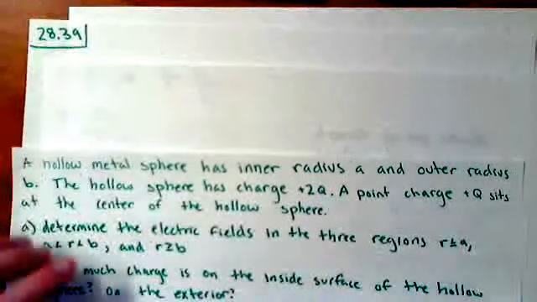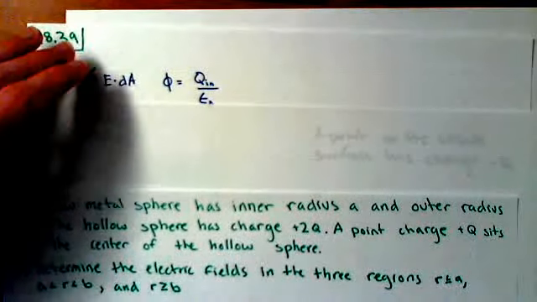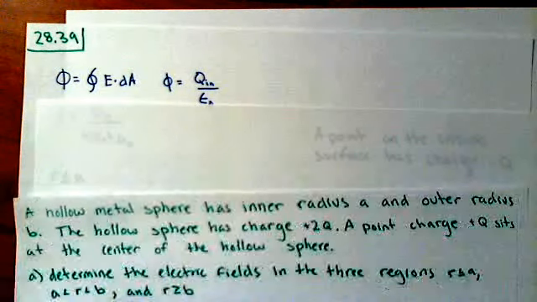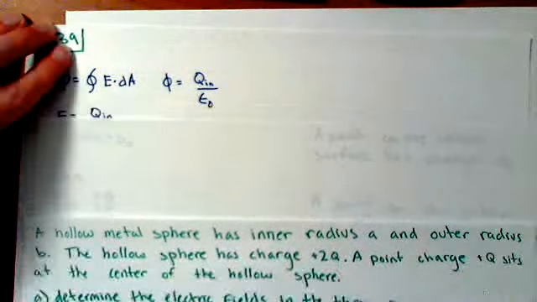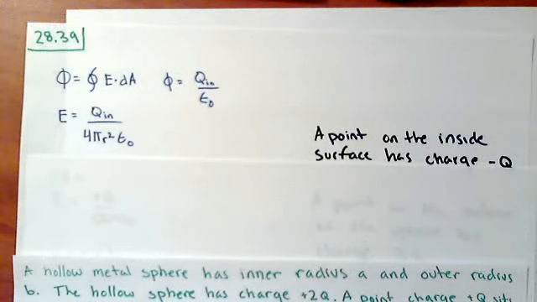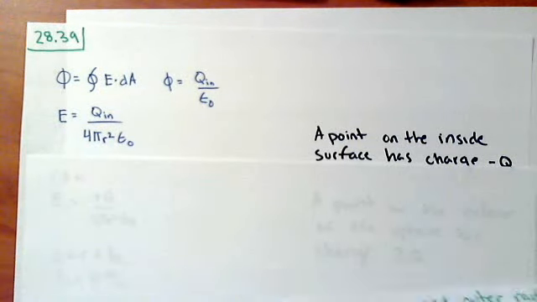So using these two equations, we're able to derive an equation that we can use to determine the electric fields, which is E equals Qn over 4 pi r squared epsilon naught.